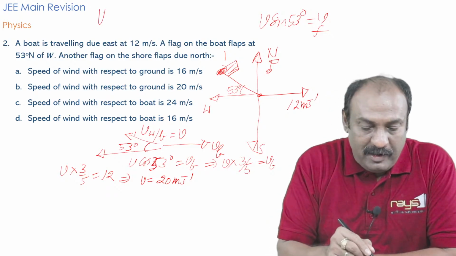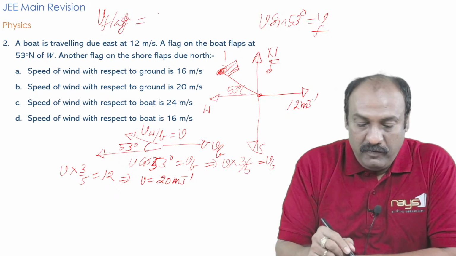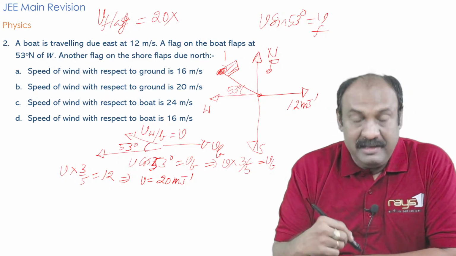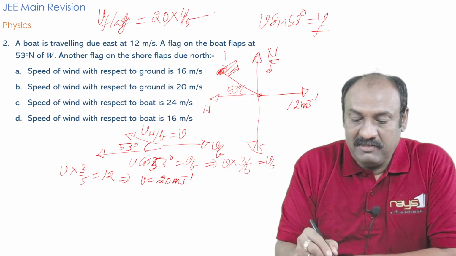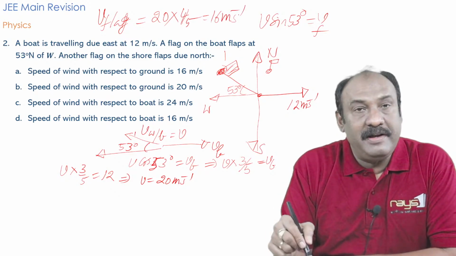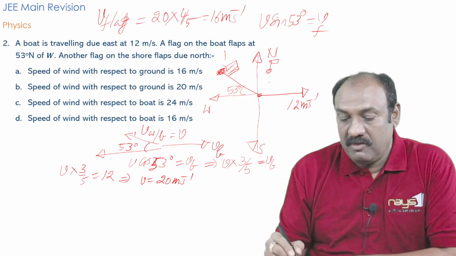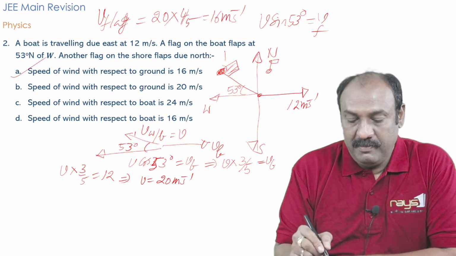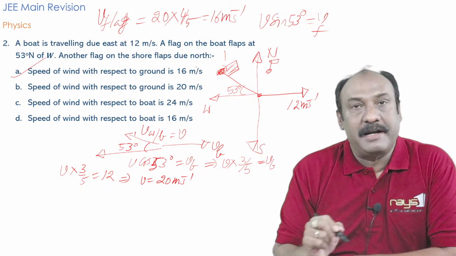Therefore, the velocity of the flag in the northward direction at the shore is equal to V, which is 20, into sin 53. Cos 53 is 3 by 5, sin 53 is 4 by 5. So, 4 times 4, that is 16 meter per second. 16 meter per second is the velocity of the wind in the northward direction. So, the answer is the speed of the wind with respect to ground. The speed of the wind with respect to ground is 16 meter per second.